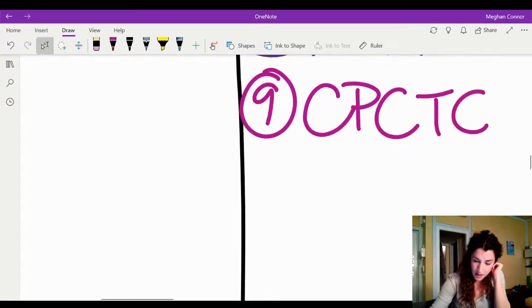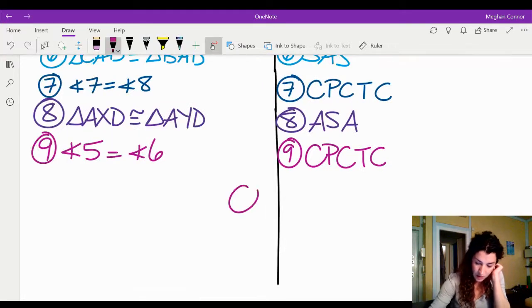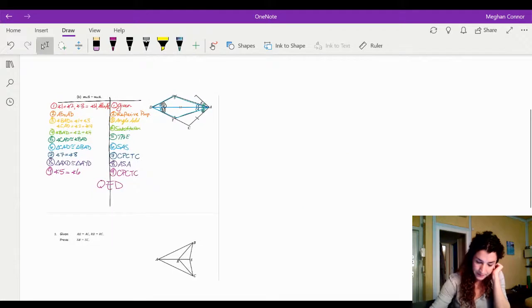Corresponding parts of congruent triangles are equal. QED.